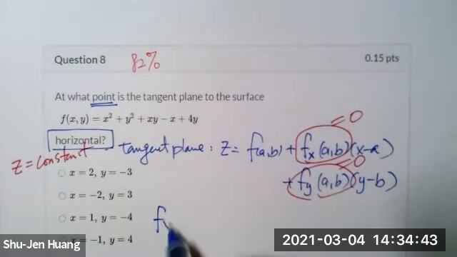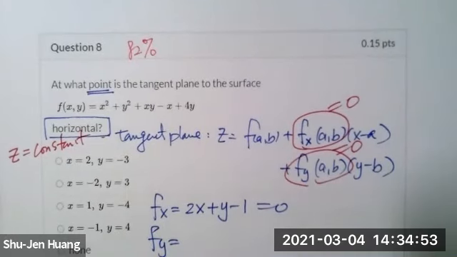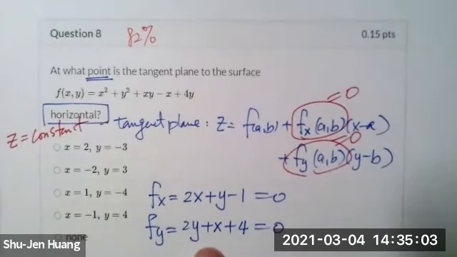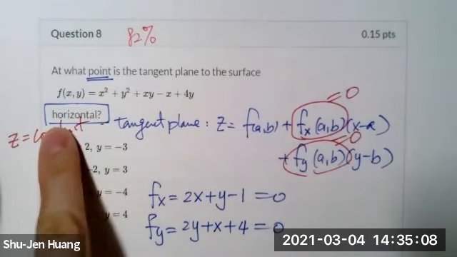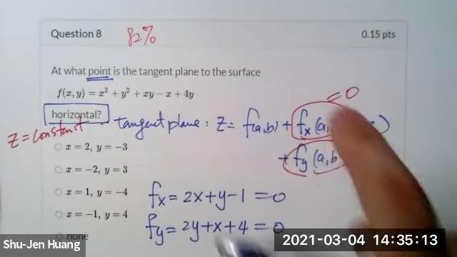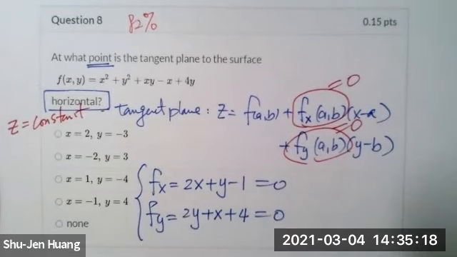derivatives here. The partial derivative with respect to x, we got 2x plus y minus 1, set that equal to 0. And the other one, the partial derivative with respect to y, we have 2y plus x plus 4 equal to 0. So we have two equations here, and we're going to solve for x and y. To get the point where we have a horizontal tangent plane, you just need to set both partial derivatives equal to 0 and solve for x and y.